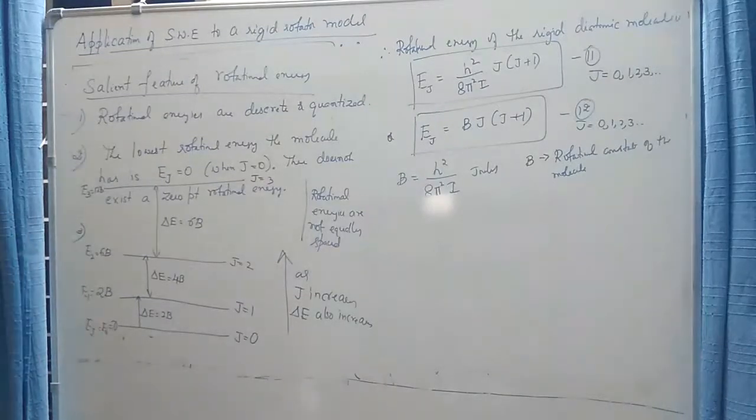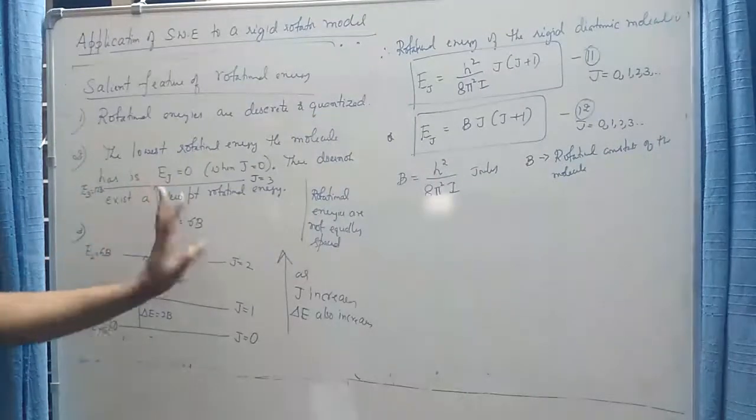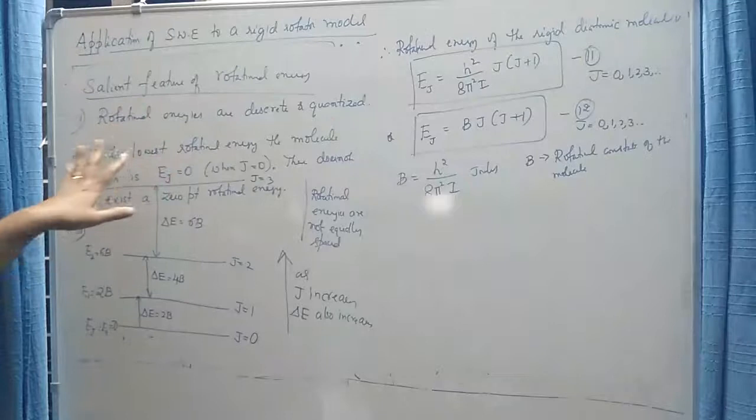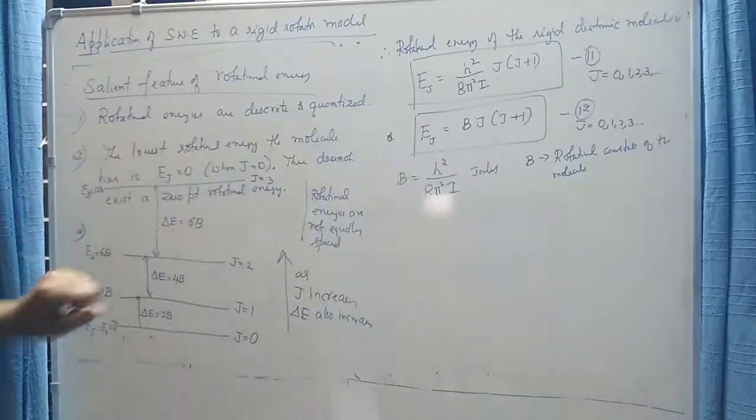I hope that you have studied these expressions and their meaning in greater detail in rotational spectroscopy, so I will not go into all those aspects again. It would be redundant. So these are some of the important characteristic features of rotational energy. One, it is quantized. Second, there does not exist zero point rotational energy. And the rotational energy levels for a diatomic molecule treated as a rigid rotator are not equally spaced, they are unequally spaced.